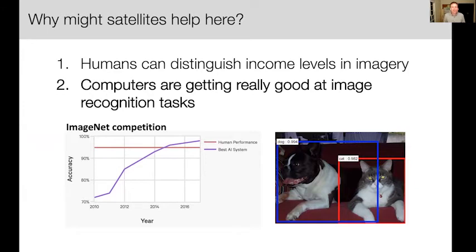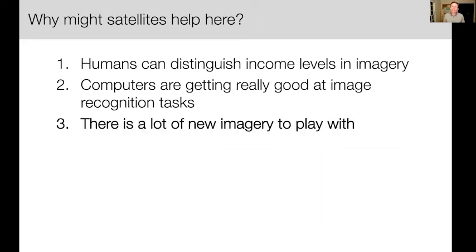And as of a few years ago, humans were now being outperformed by computers on this task. So remarkably, humans still mess this task up about 5% of the time, at least according to this ImageNet calculation, and computers mess it up very rarely now. So computers are getting very good at recognizing things in images. And there's a lot of new images to play with.